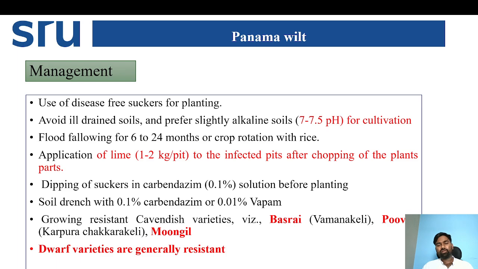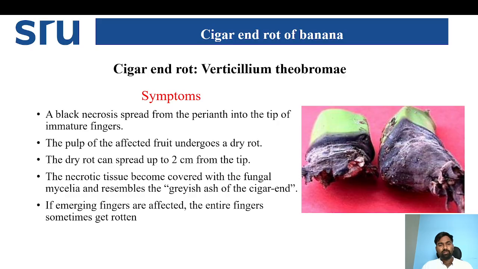Application of lime at the rate of 1 to 2 kg per pit at the infected pits after chopping of the plant parts. Dipping suckers in carbendazim solution at 0.1% before planting. Soil drenching with 0.1% carbendazim or Vapam. Growing resistant varieties like Cavendish varieties, Basrai, Poovan, Monthan; dwarf varieties are generally resistant to Panama wilt. So these are some IDM practices recommended for the control of Panama disease or Panama wilt of banana.